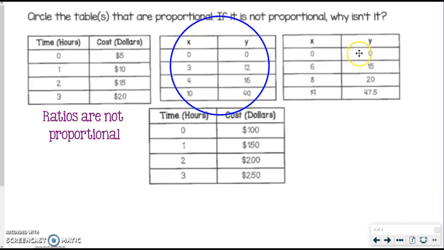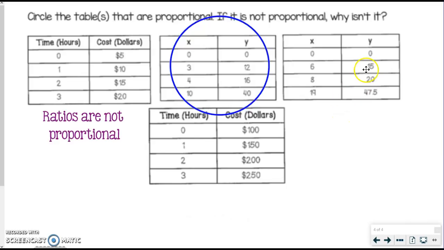Again, 0, 0 is a good start. We know it's going to go through the origin. All right, this one is a little bit harder to tell. You may not be able to see the pattern, or you may not know if there's a pattern or not. So here's how you can always check. Get your nifty calculator out. If you don't have one, pause the video and go get one.